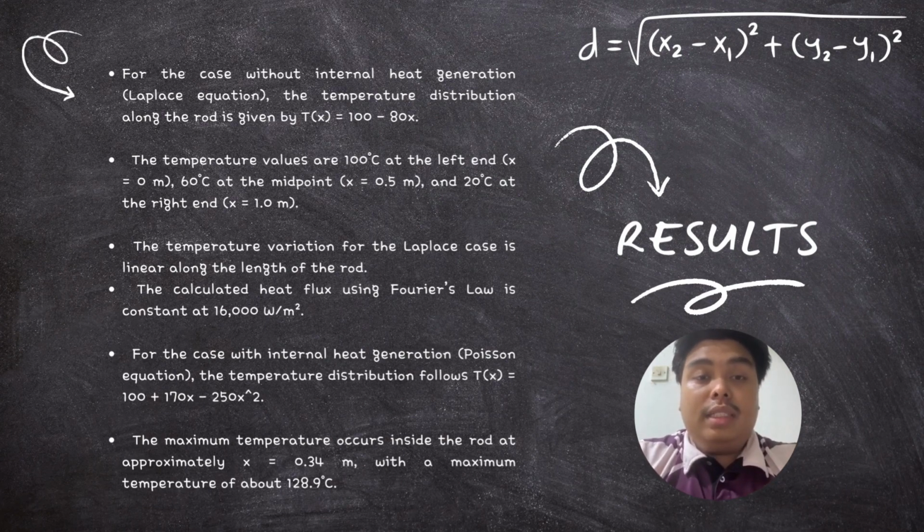So for the case with internal heat generation, governed by the Poisson equation, the temperature distribution follows T(x) = 100 + 170x - 250x². Unlike the Laplace case, the temperature profile is parabolic and the maximum temperature occurs inside the rod at approximately x = 0.34 meters, with a maximum value of about 128.9 degrees Celsius.